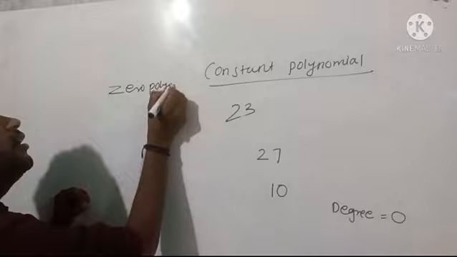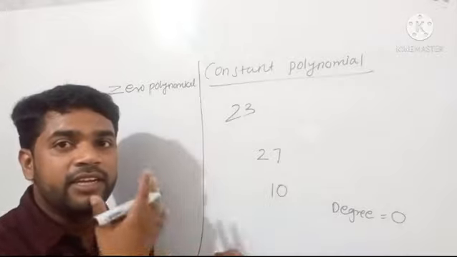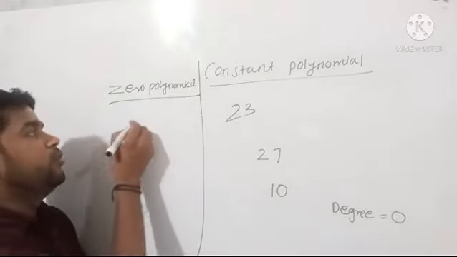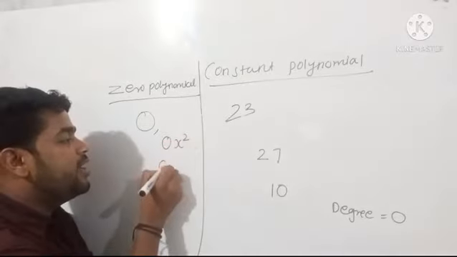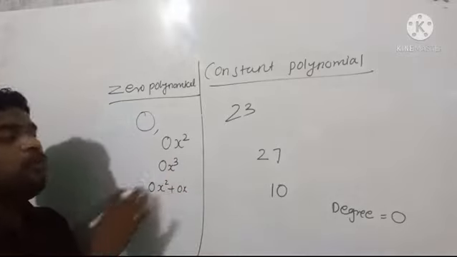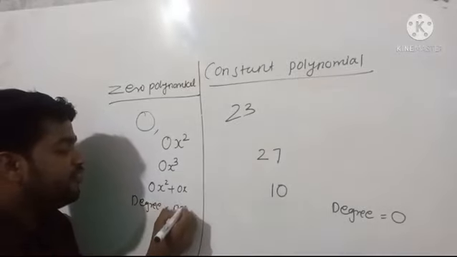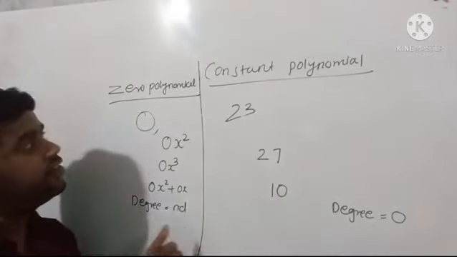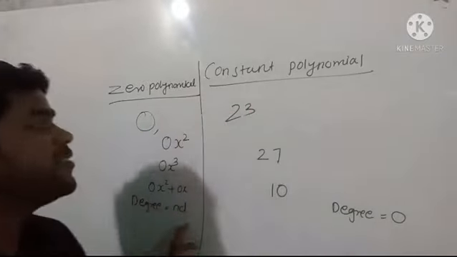Before, we discussed zero of a polynomial. Here it is zero polynomial. Zero polynomial means the zero constant is called zero polynomial. Only zero. Zero, 0x square, 0x cube, 0x square plus 0x, like that. This type of polynomial we call zero polynomial, and the degree of zero polynomial is not defined. ND means not defined.